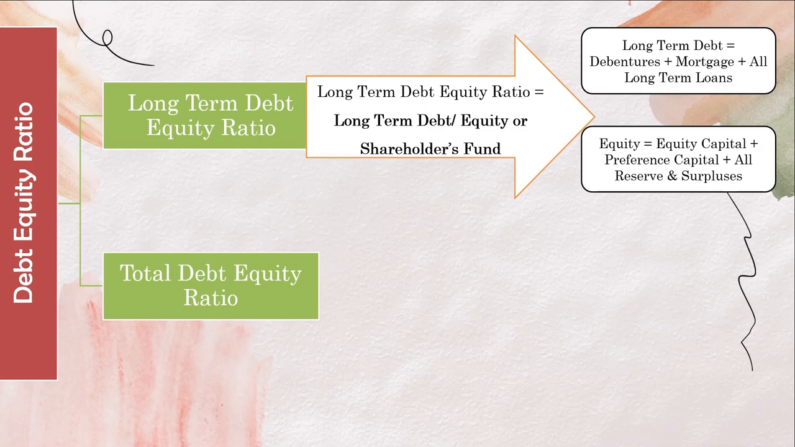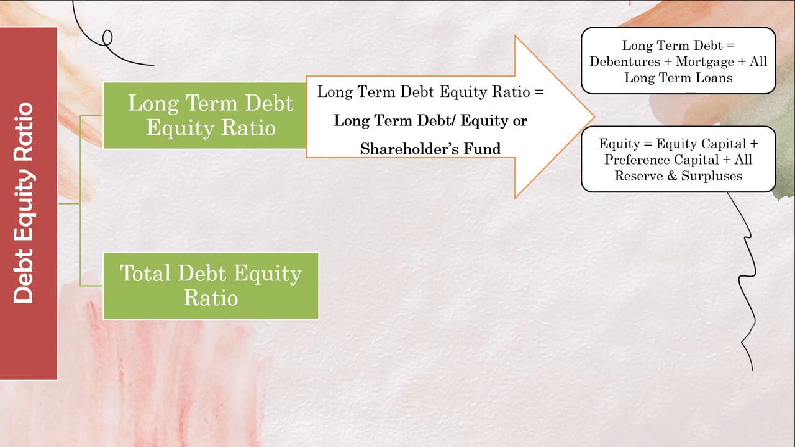Net worth is the total funds for the equity shareholders, excluding fictitious assets like preliminary expenses, etc. We can calculate the net worth by deducting the preliminary expenses from the shareholders fund, and then we get the amount of net worth.